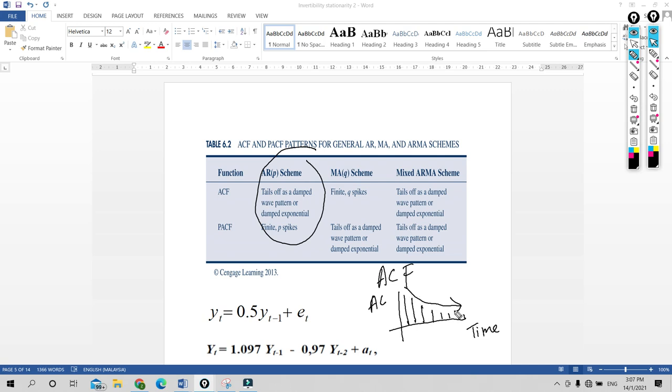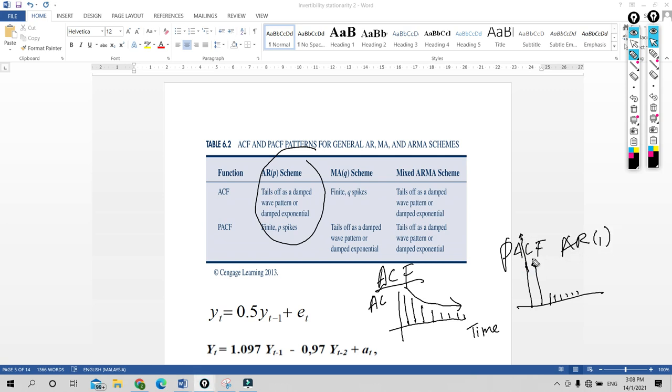So if the ACF goes down exponentially, and then for your PACF, it has a spike here. Let's say I have one spike, then it goes down. Then this can be considered as an AR model. For this case, we have only one spike here, so this is an AR1 model.